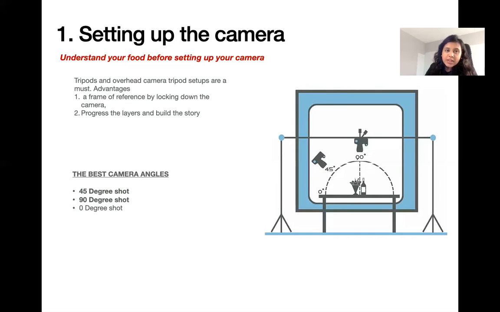The 0 degree angle shot gives food a larger than life kind of image. It is also helpful when we are shooting a dish which has layers, for example a cake, or a shot which has to be shown larger than life, like a drink. It is usually done for advertising, but the other two are really popular amongst food photographers, and we will look at them in detail.